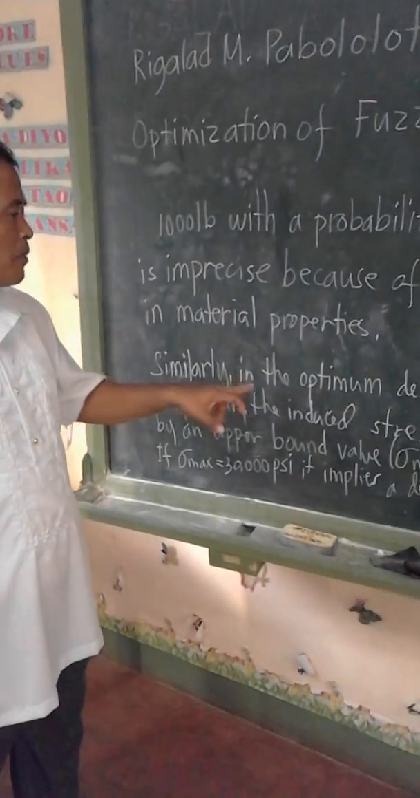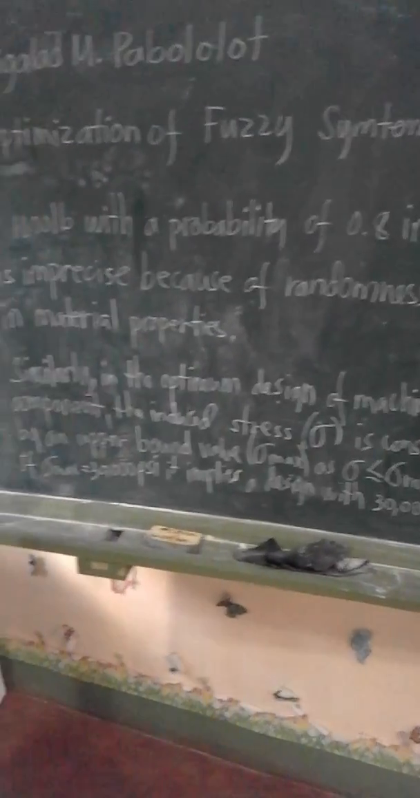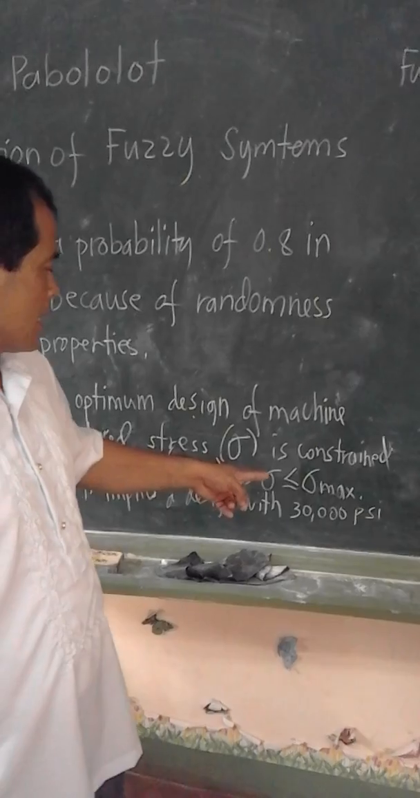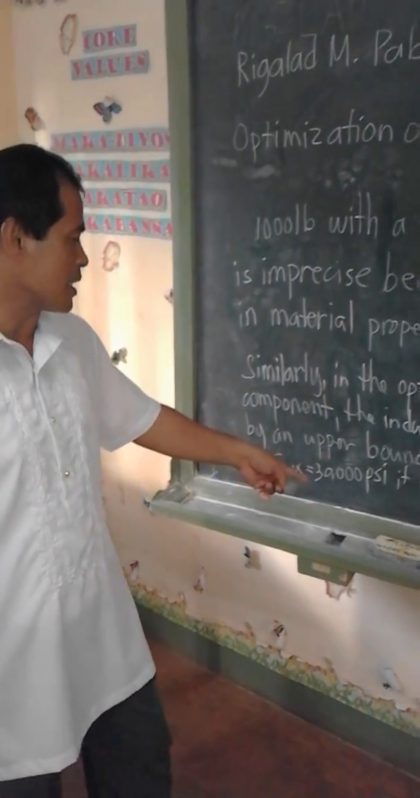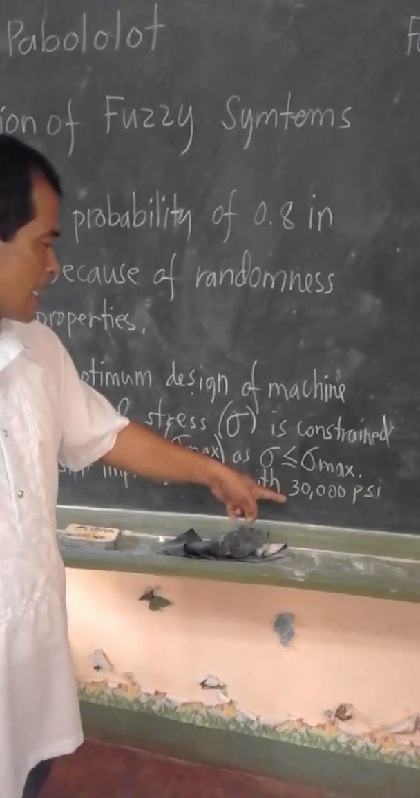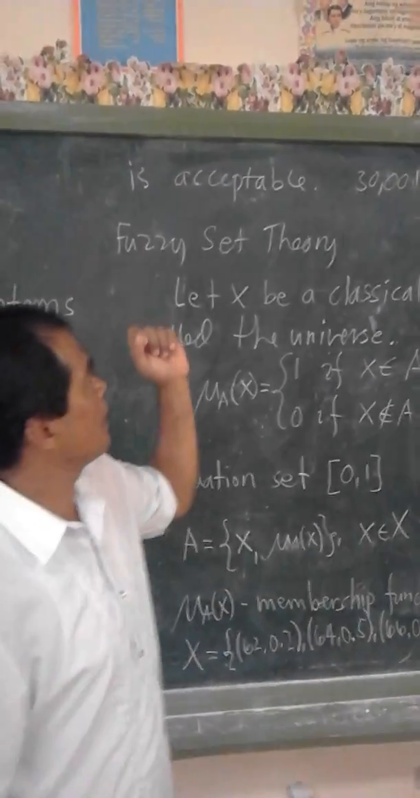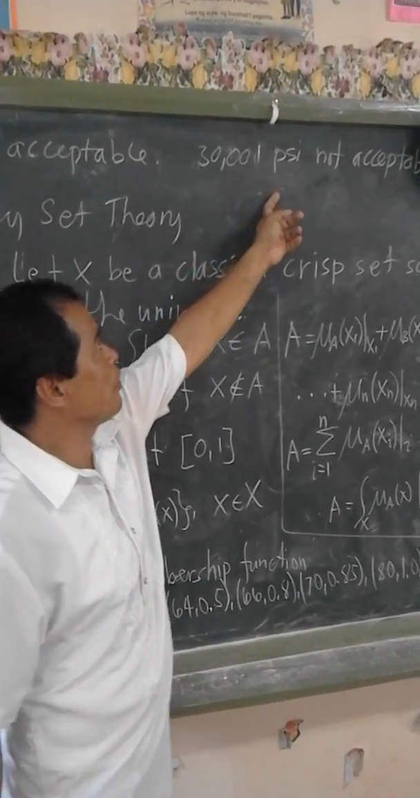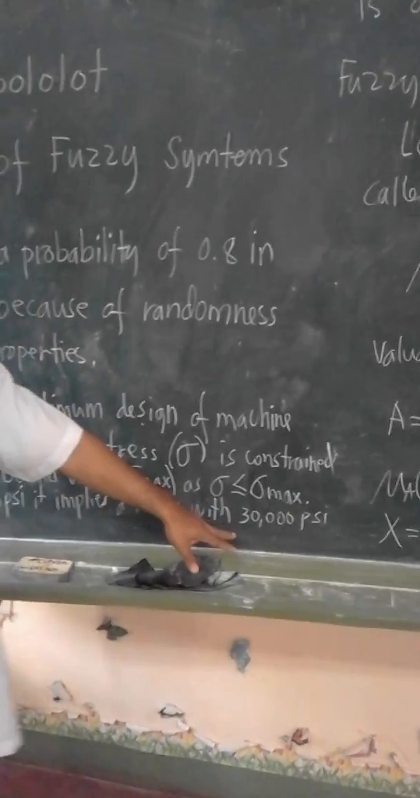Similarly, in the objective design of a machine component, the induced stress is constrained by an upper bound value. The induced stress must be less than or equal to the maximum stress. For example, if the maximum stress is 30,000 psi, pounds per square inch, then a design with 30,000 psi is acceptable. But if the value is 30,001 psi, it is therefore not acceptable, because we are only strictly at the level of 30,000 psi.